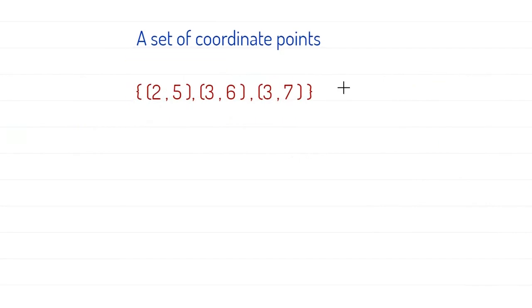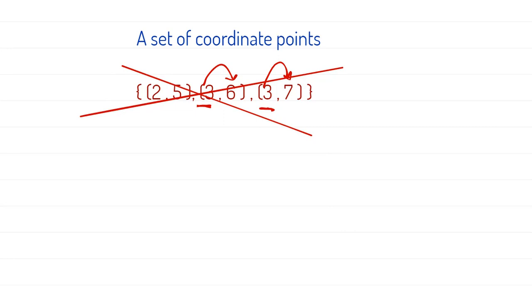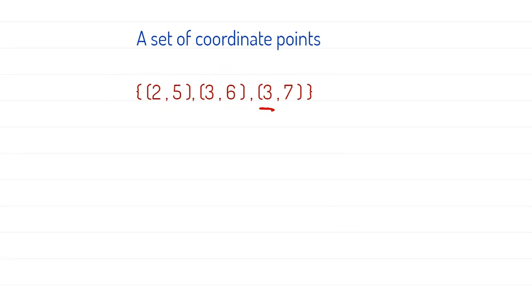So look at this set of coordinate points right here. I'm looking here and I see, okay, we've got an input of 2, that gives me 5 for an output. That's fine. I've got an input of 3, it gives me an output of 6. Okay, cool. But I've got another input of 3, and it's not 6, that's the output. So I've got 2 inputs of 3 giving me 2 different outputs. That's not a function. Okay, that's a relation, but that's not a function. I can't be getting 2 outputs for 1 input.